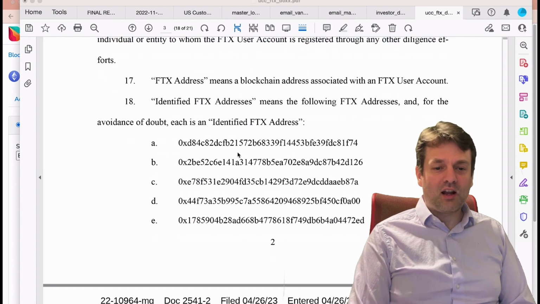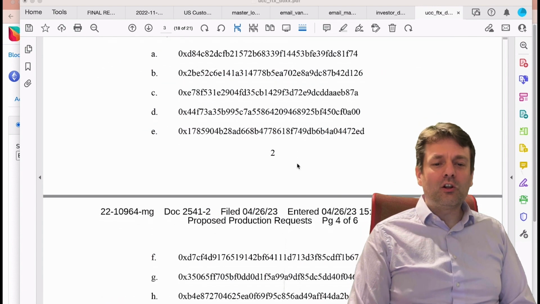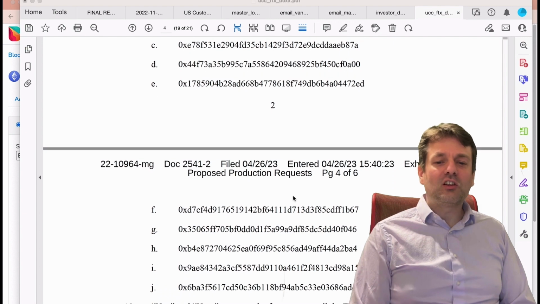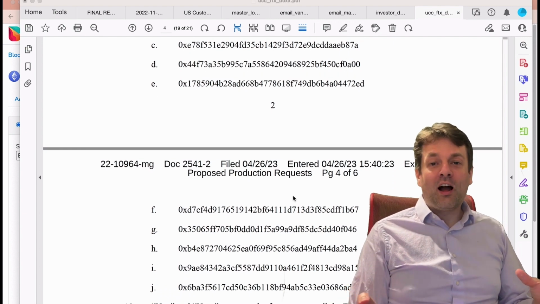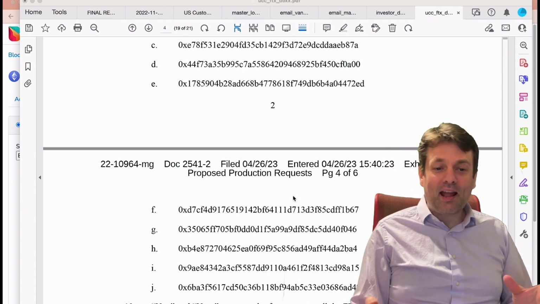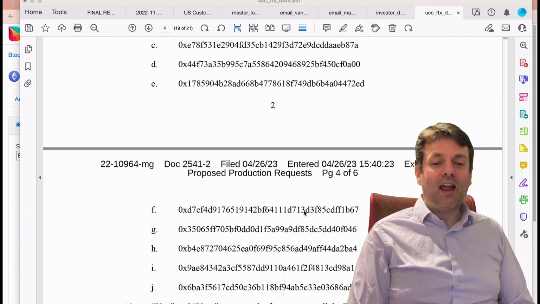So these are the 10 addresses here. And we are going to look at one address in particular to get a sense of what was going on with these addresses more broadly. And the address we're going to pick out is Wallet F.